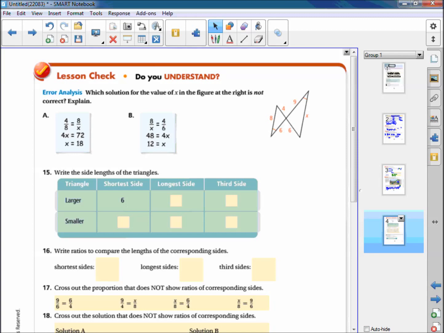So on the last page here, we have a lesson check. As always, pause the video, try it yourself, and then come back and see if you knew what you were doing. Okay, welcome back. All right, so for our lesson check, we have an error analysis here.